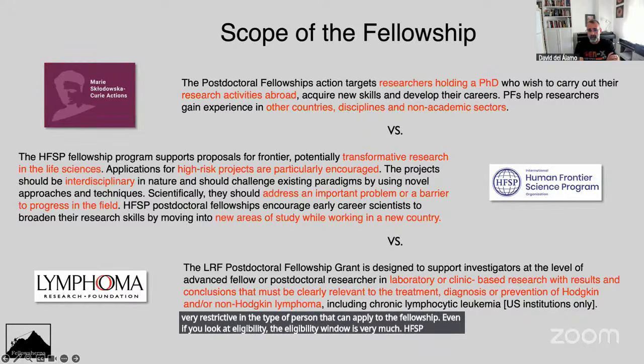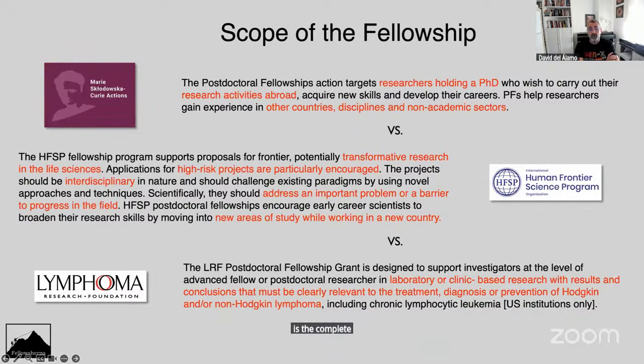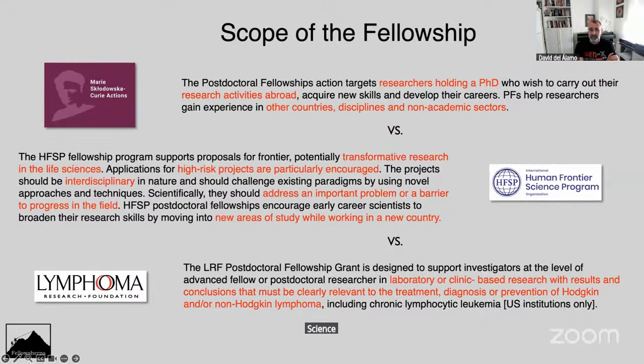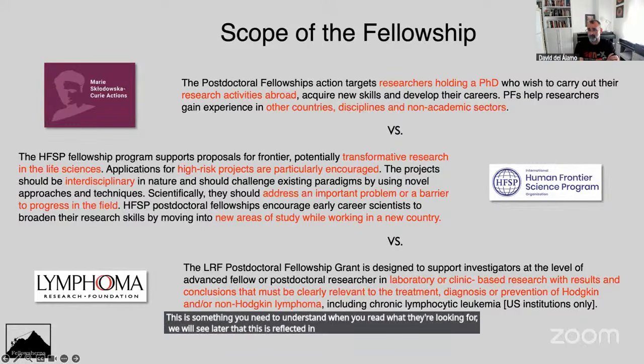HFSP, for example, is the complete opposite in that sense. They are looking for a very specific person, someone that is willing to do transformative research, high-risk projects, something that is basically paradigm changing, someone that is actually addressing an important problem or a barrier to progress in the field. So this is cutting-edge science. They're not looking for just run-of-the-mill science, and this is something you need to understand. When you read what they're looking for, we will see later that this is reflected in every step of the process. This is reflected in the eligibility rules, in the selection process, and in the application process everywhere, because this is the type of person they're looking for.